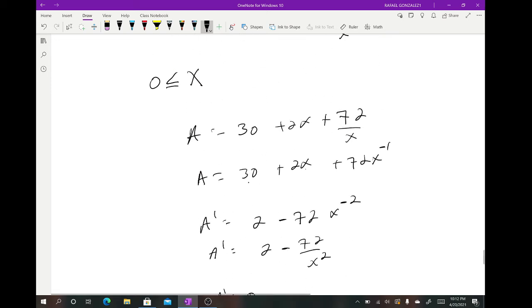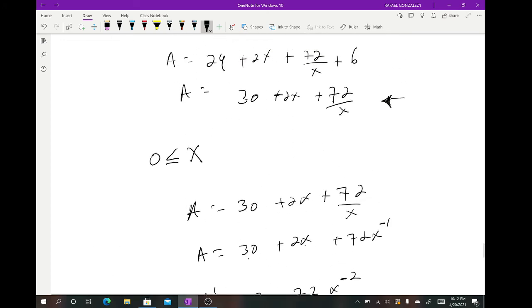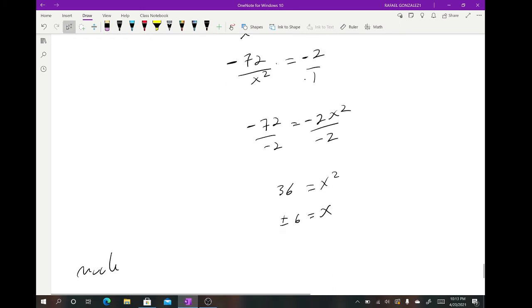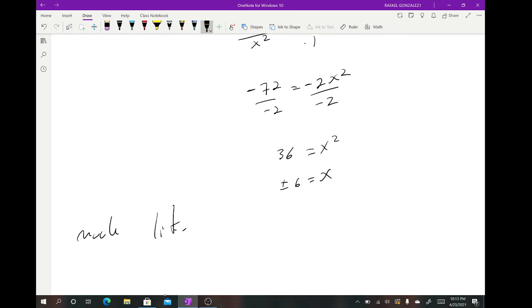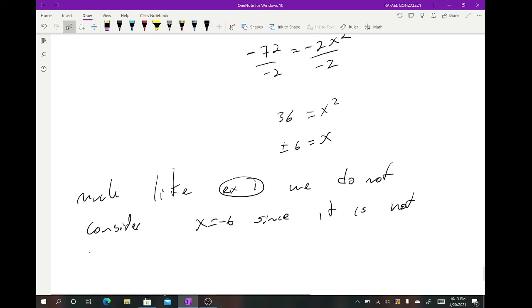And again, much like the other problem, it's a coincidence that we get 6 again. Much like the other problem, we do not need to consider negative 6 because we said that our domain was x being positive. So we don't consider negative values. So much like example 1, we do not consider x equals negative 6 since it is not part of our domain.